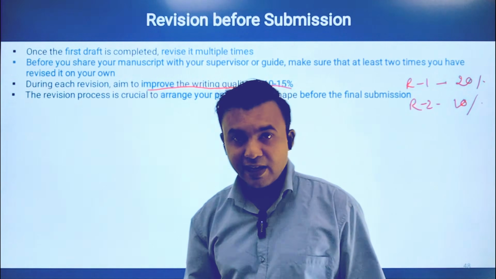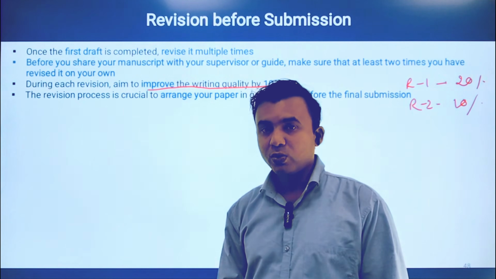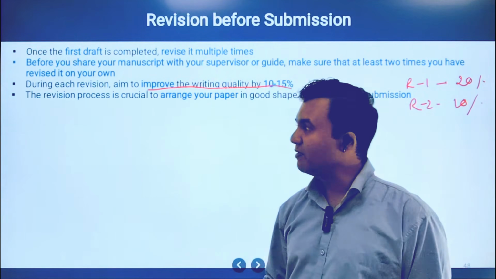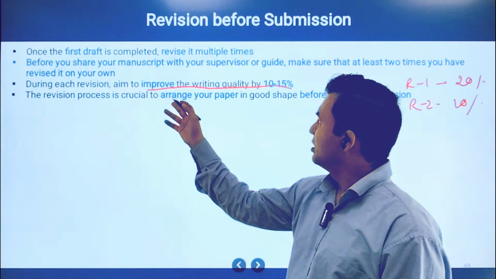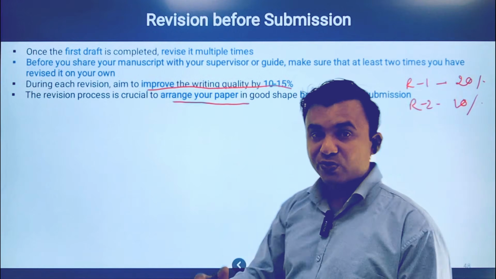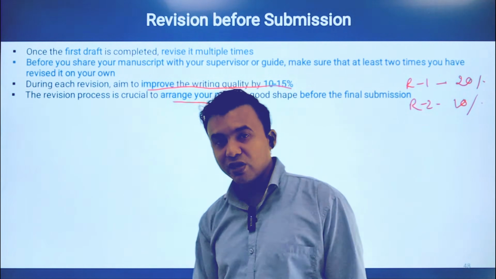Check all the technical errors. Check any conceptual gap. Check the writing is matching, right? Check English is good. Check you are clearly expressing everything. The revision process is crucial. That will help you to arrange the entire process in a good shape before your final submission. The more you work on it, the chances of getting rejection go lower.